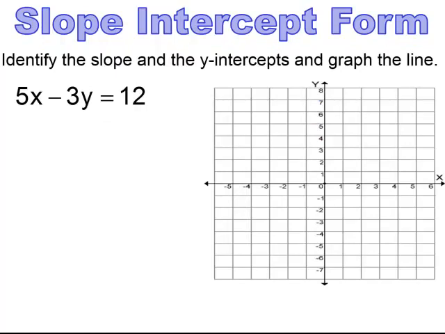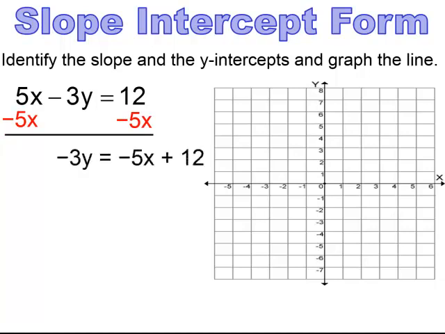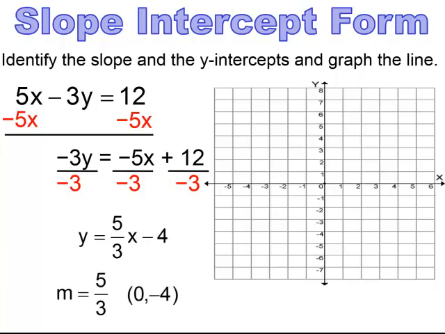Pause and try. So you're going to find your slope-intercept form. You're going to subtract 5x from both sides. You divide through by -3. You're left with y equals 5/3 x minus 4. And now we can graph it. We're going to graph by using the slope and the intercept. I plot my intercept, and then I'm counting 5 up and over to the right 3, and I graph my line.